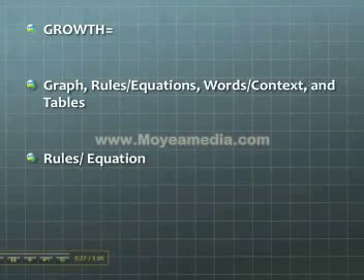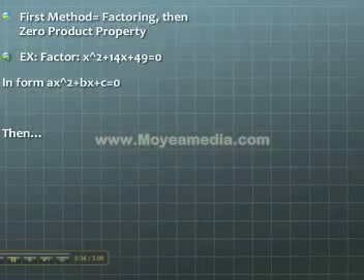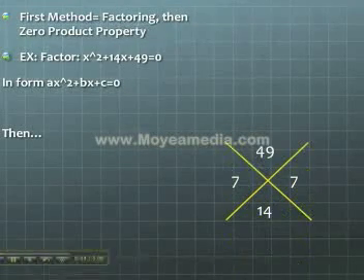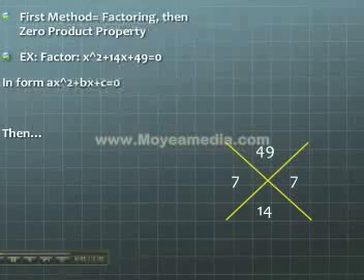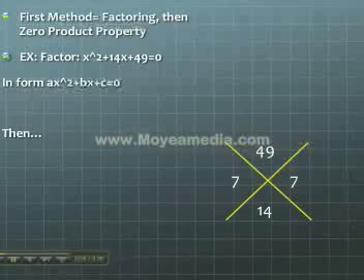One method is by factoring, then using the zero product property. For example, x squared plus 14x plus 49 equals 0 can be factored by finding what value is multiplied in order to get the c value, and added to get the b value. The c value here is 49 and the b value here is 14. One common factor of 49 is 7, so 7 times 7 equals 49. That works for the c value, so let's add them. 7 plus 7 equals 14.